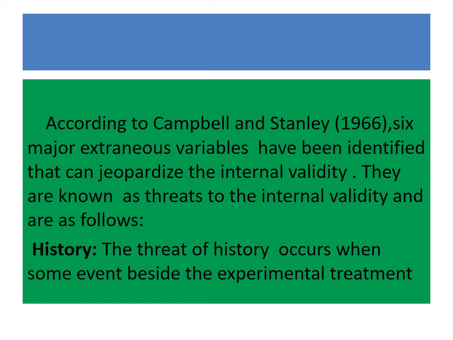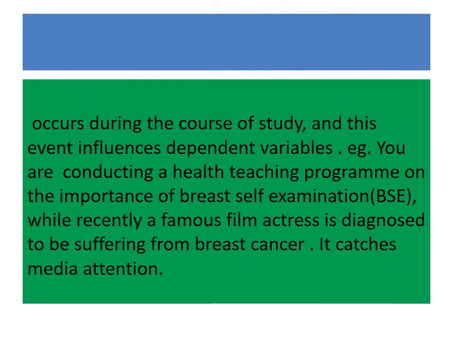Some of the extraneous variables we can see. First one is history. The threat of history occurs when some event besides the experimental treatment occurs during the course of the study, and this will influence the dependent variable. For example, you are conducting a health teaching program on the importance of breast self-examination, while recently a famous film actress was diagnosed with breast cancer. Whenever such a thing happens, it will catch the people's attention.